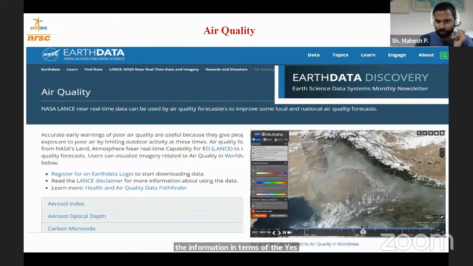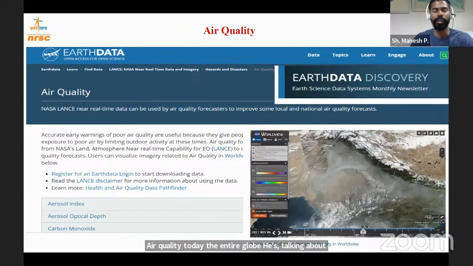Air quality is something the entire globe is talking about today, besides climate change. It is a current phenomenon, but we don't see a particular location facing poor air quality throughout the year. But it is very important because it has a direct impact on human health and also the environment.